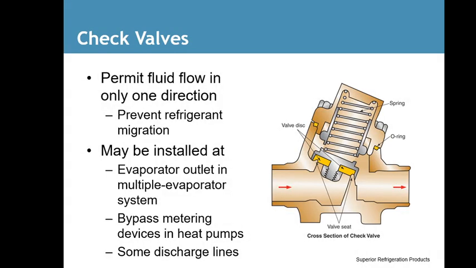Check valves permit flow in one direction only, preventing refrigerant from migrating back where it's not supposed to go. They may be installed in evaporator outlets, multi-evaporator systems, bypass metering devices, heat pumps, and some discharge lines. Anytime you see a multi-evaporator unit, it will have to have a check valve so the refrigerant doesn't flow into another unit that's not operating at this time.